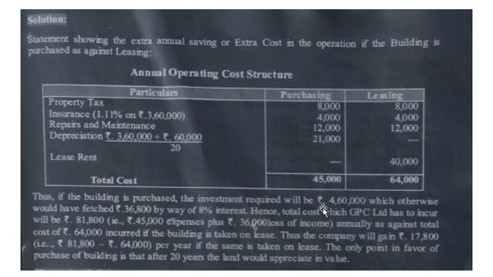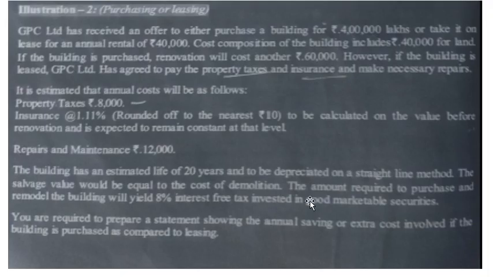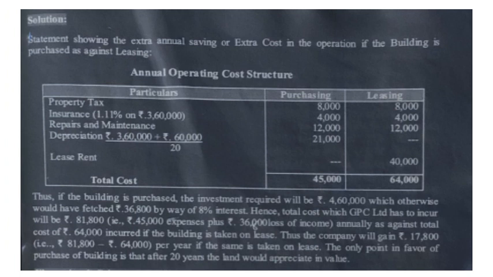So if you're buying the building, it will cost you 4,60,000 to invest. If you're not buying the building, you have another option mentioned in the question, where you use that money for investing in marketable securities, which are tax free, and you will earn 8% interest. So 4 lakh 60 that you want to spend on the asset, at 8%, you will earn as interest. If you're investing in good tradable securities, you will earn 36,800 by way of 8% interest. Hence, the total cost which GPC Limited has to incur will be 81,800.